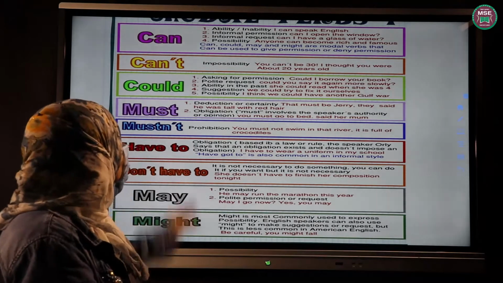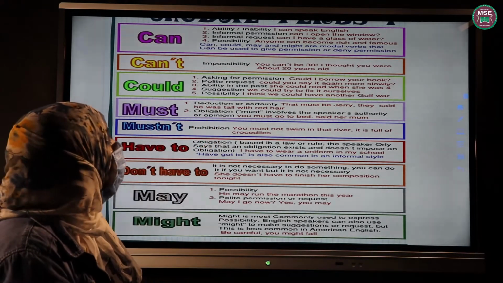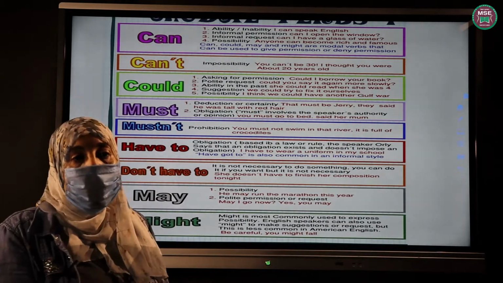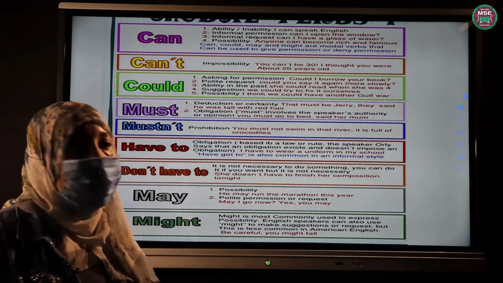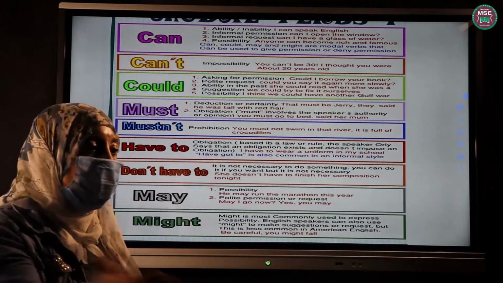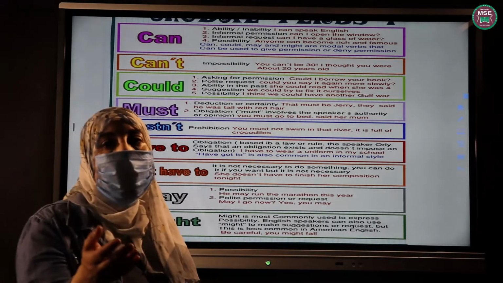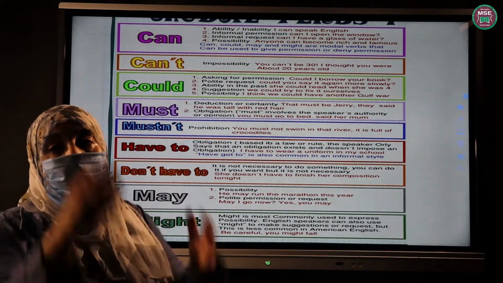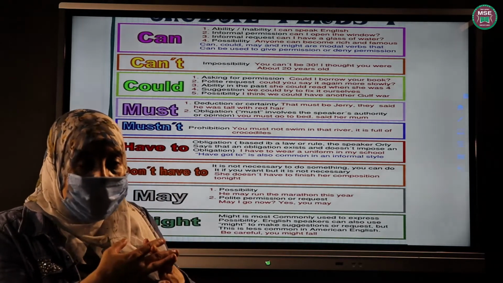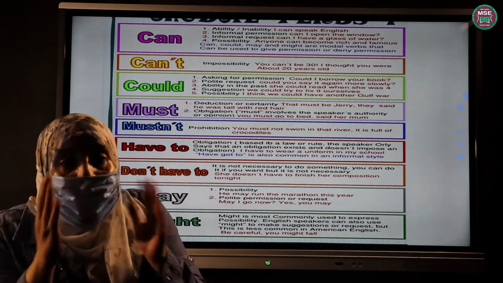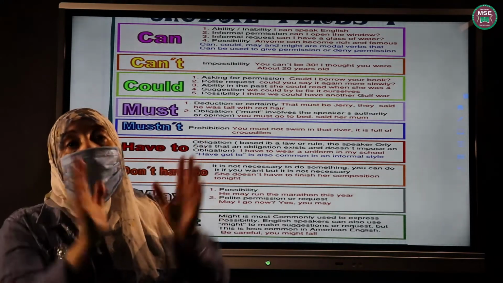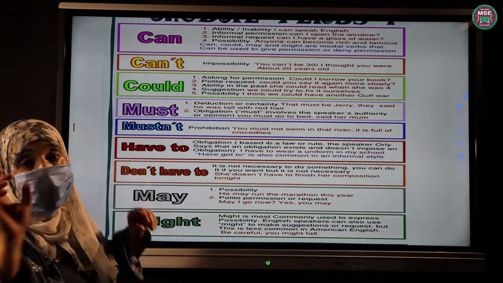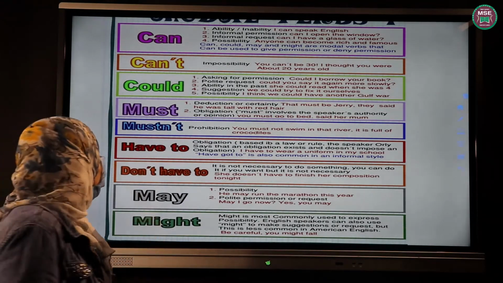Impossibility, as we said. You can't be 30, I thought you were about 20 years old. Something that you can't believe. For example, you see someone and you think this person is about 25 years old, but in fact you find out that he is 40. So whenever you see this person, you say, I can't believe it. It's a kind of impossibility that you are 40 years old. So can't here gives the function of impossibility.